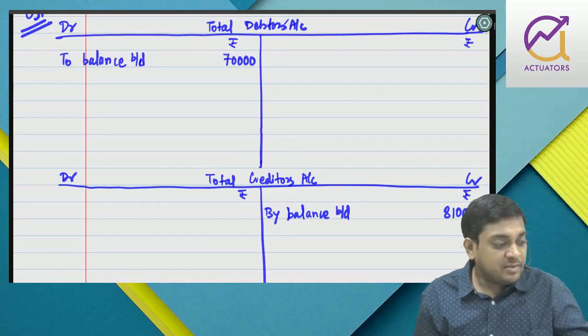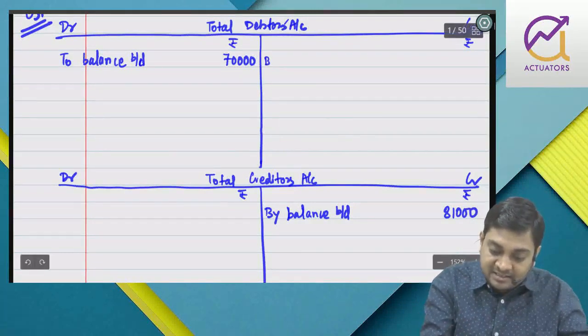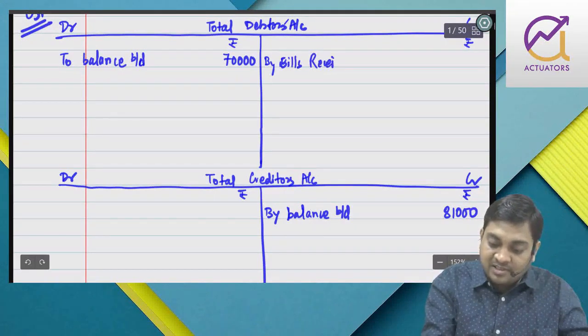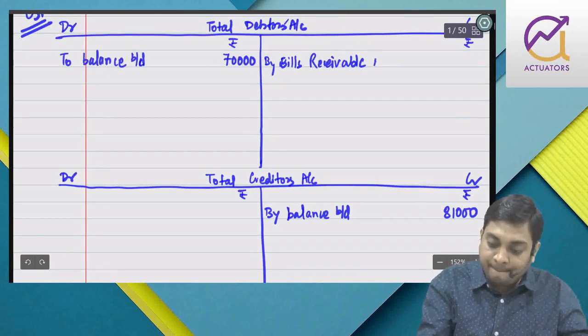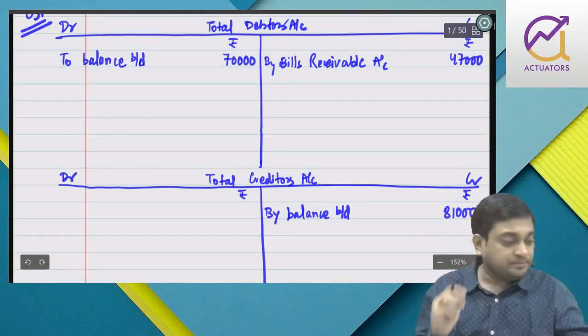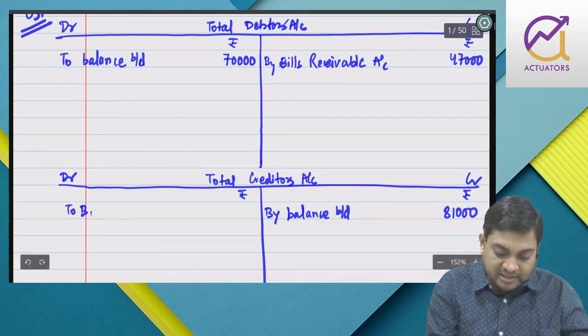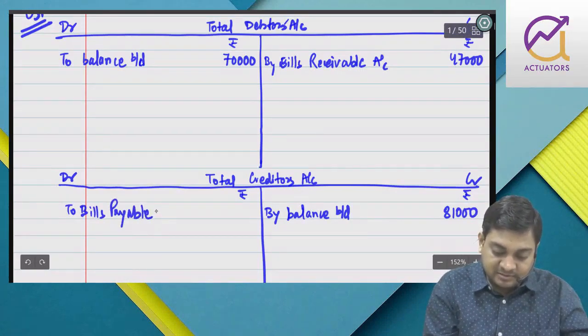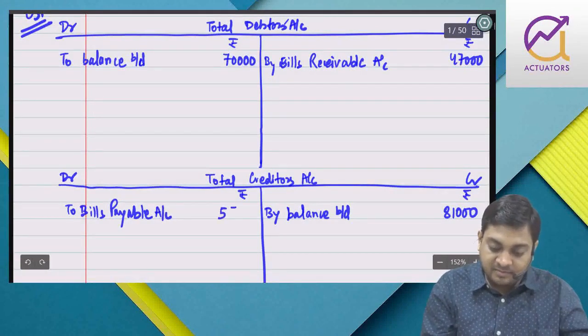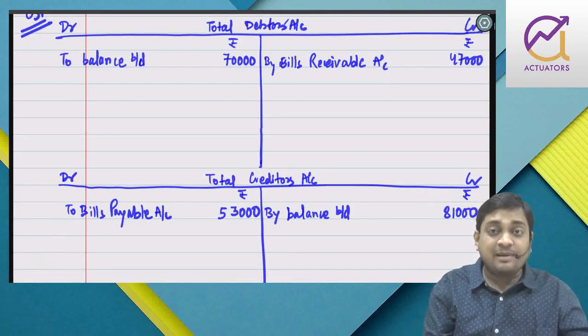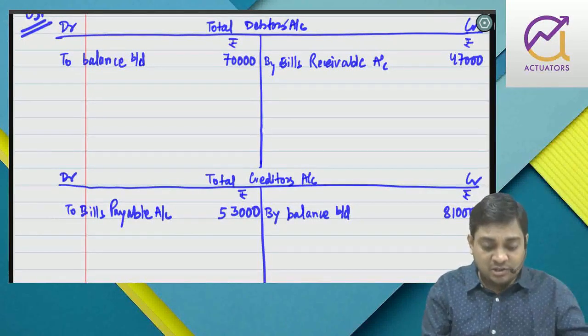Then we have bills receivable received, so debtors will decrease. So by bills receivable 47,000, right? Bills payable issued, so creditors will decrease. Bills receivable means I have drawn, my customer has accepted, and bills payable means my supplier has drawn and I have accepted.